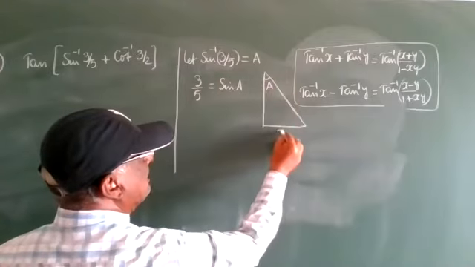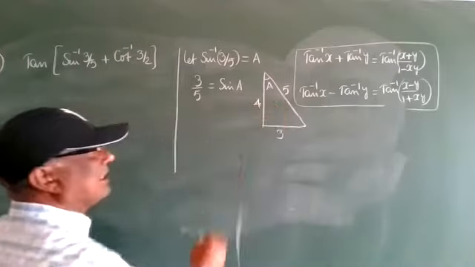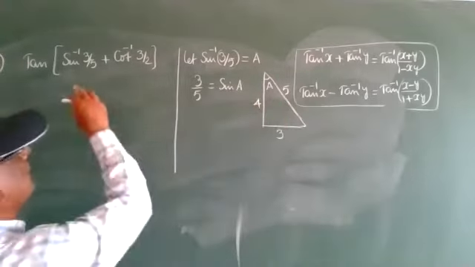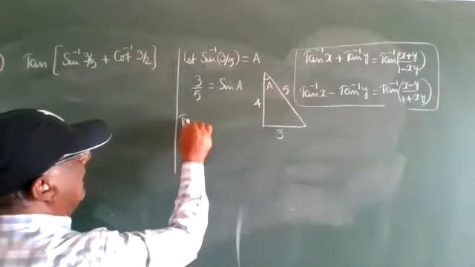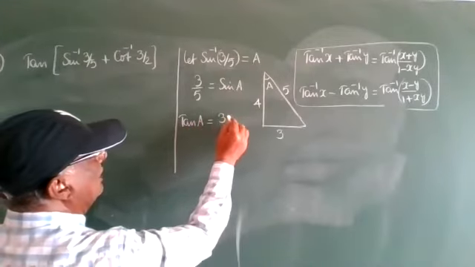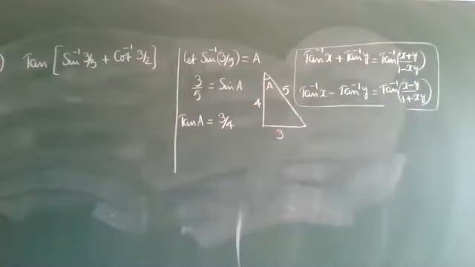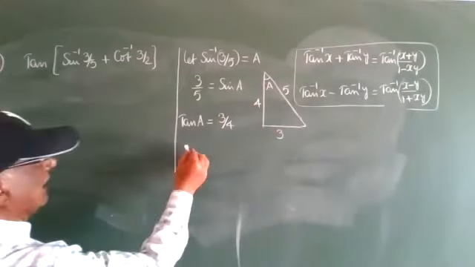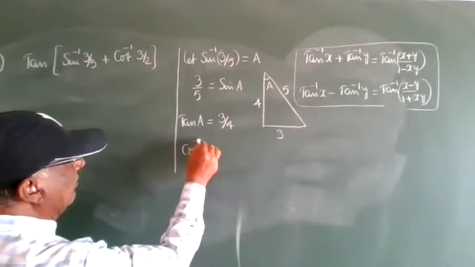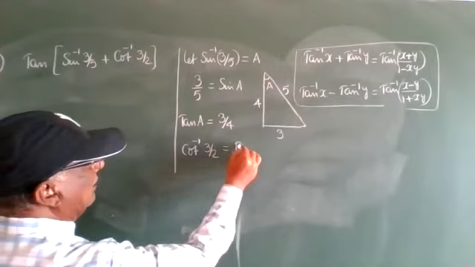So the opposite side is 3, the hypotenuse is 5, and the adjacent side is 4, but tan is required. Tan A is equal to 3 by 4, opposite side by adjacent side. One part is completed. Second one, cot inverse of 3 by 2, let it be B.